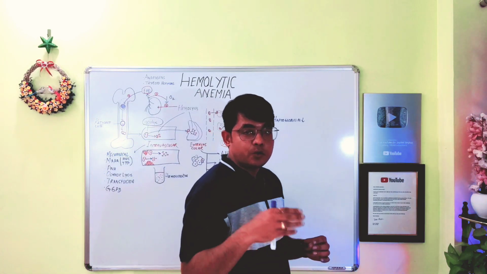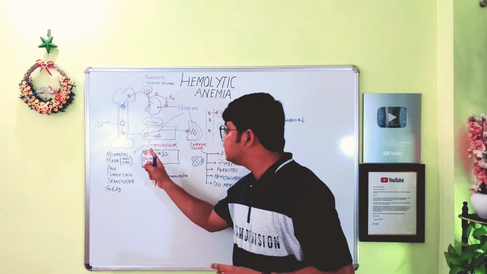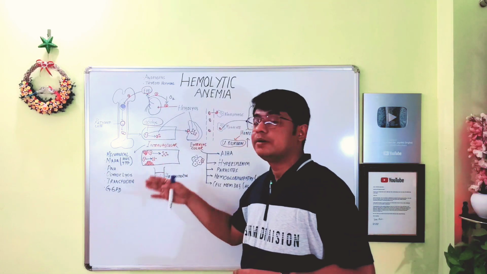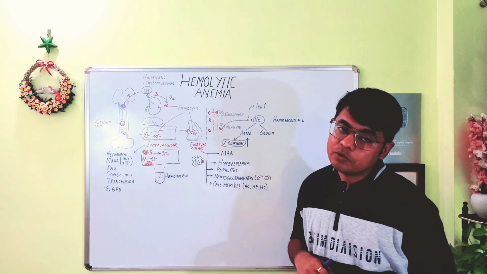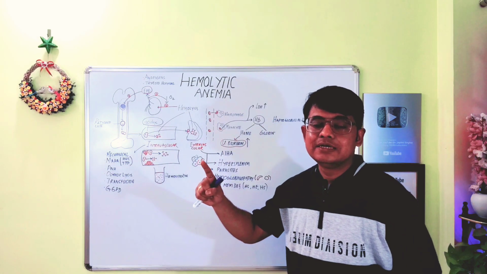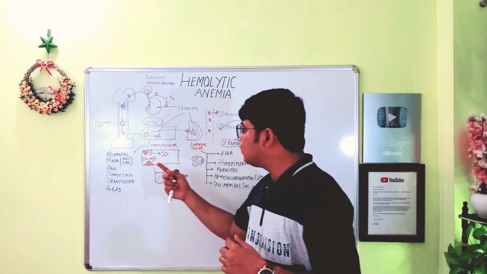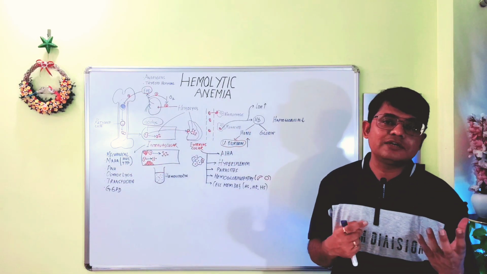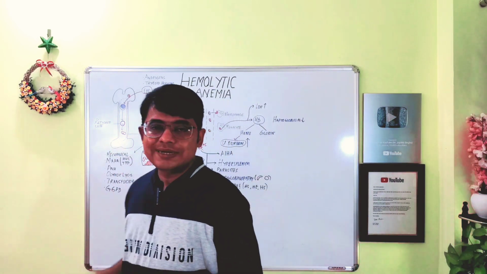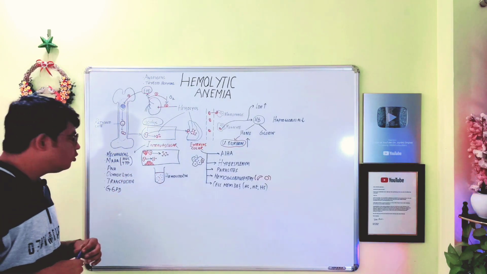So while passing, the RBCs are lysed. This is one form of intravascular hemolysis, and this is known as microangiopathic hemolytic anemia. There are two conditions. The first one is hemolytic uremic syndrome, or HUS, and the other one is TTP, or thrombotic thrombocytopenic purpura. So these are the common conditions covered under microangiopathic hemolytic anemia.